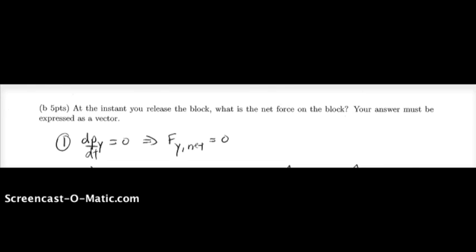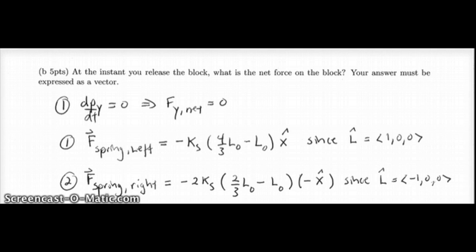We know that the y component of the net force is 0 because the only forces acting on the block with the y component are the gravitational force and the force from the ground pushing up on the block. These forces cancel each other out because the block is never moving in the positive or negative y direction in this problem, thus making the net force in the y direction 0. Now we have to look at the net force in the x component. These two forces come from the left and right spring.